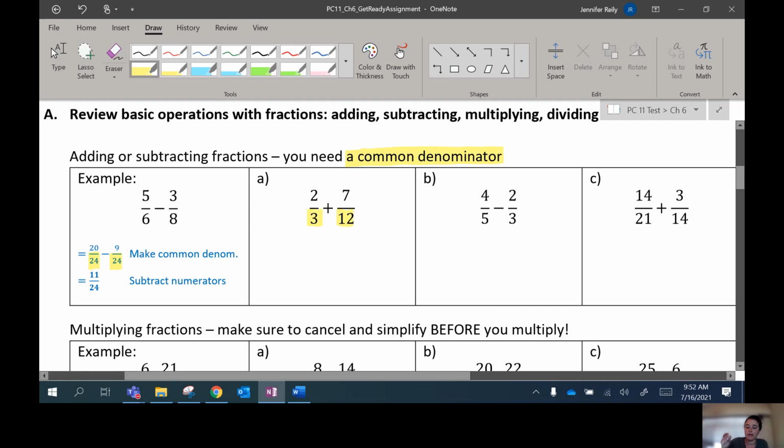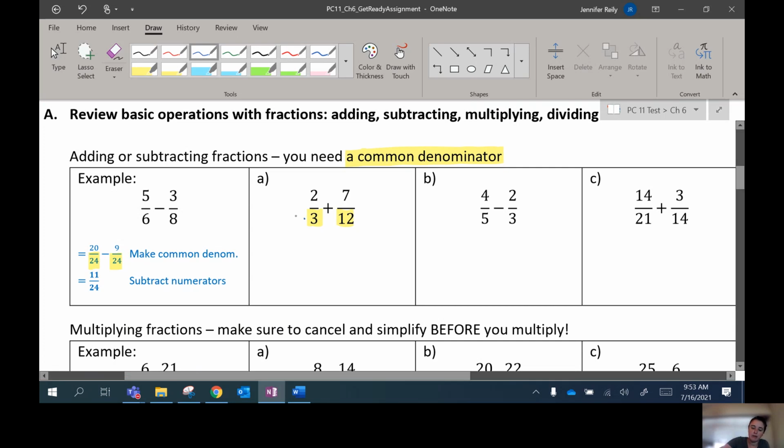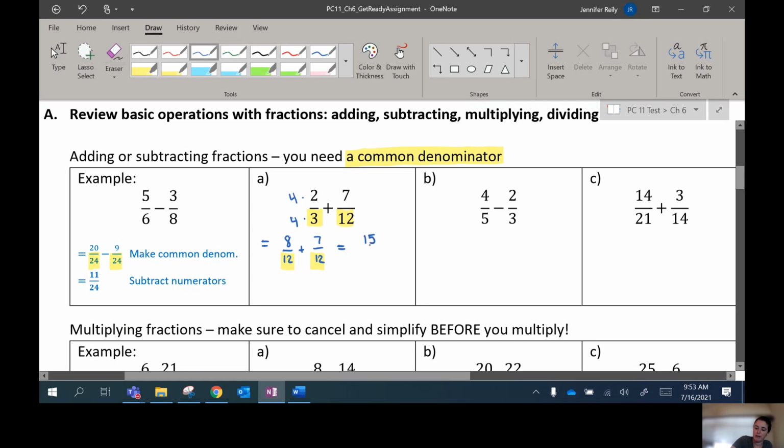Okay, so let's do the next one here. Let's look at the denominators. They're not the same, so we need to get a common denominator. And in this case, the common denominator would be 12 because I can make 3 into a 12 by multiplying by 4. So you want to pick the lowest number possible. So this would turn into 8 over 12 plus 7 over 12. Now that we have a common denominator, I just need to add the numerators together. So that would be 15 over 12.